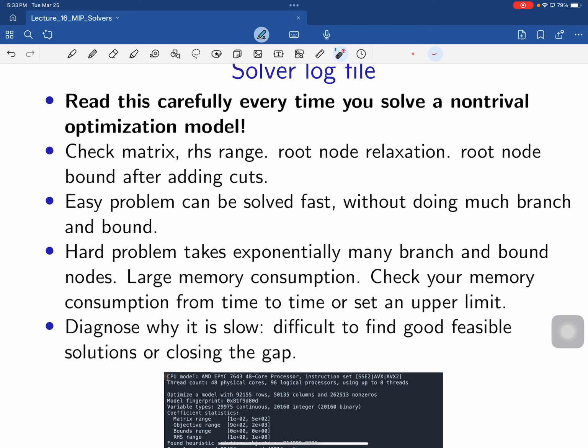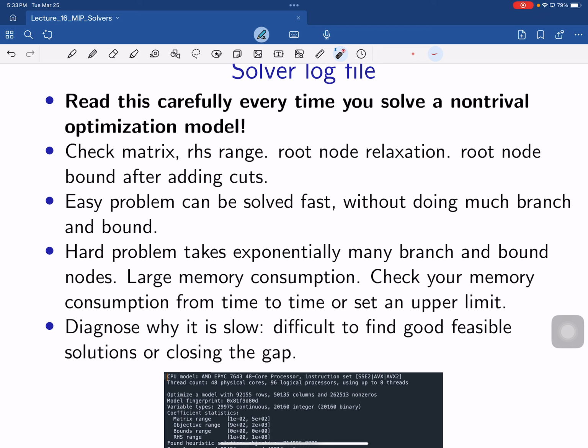You should also check your memory consumption from time to time. Right? If you are using a server, maybe your server will quickly run out of memory. It's very hard to reboot a computer if you run out of memory on a server. So maybe you could set a memory limit, right? If we exceed the memory limit, it will terminate.